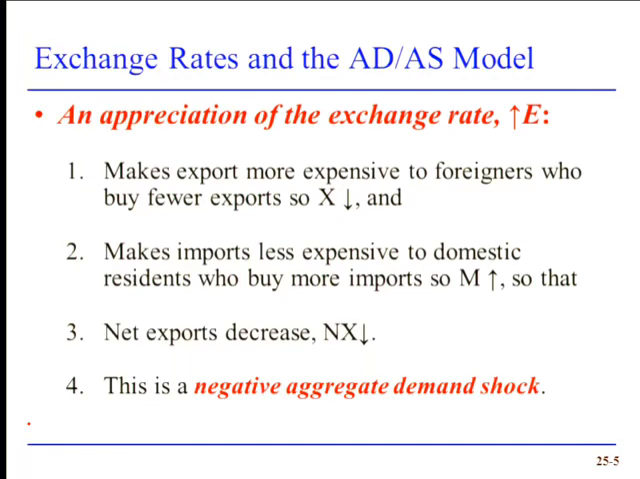Okay? So notice here that up until this point, we've been treating the exchange rate as an exogenous variable. So this then becomes a negative aggregate demand shock. If the exchange rate appreciates, net exports go down, planned expenditures go down, and the IS curve and the AD curve will both shift to the left. A negative aggregate demand shock.